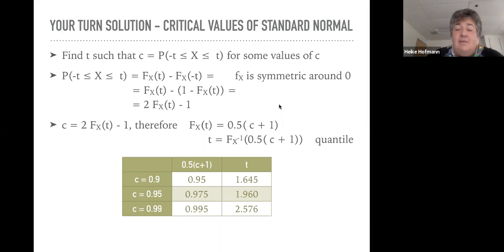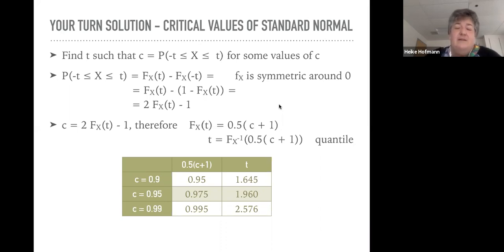And the quantile that we're looking for is (c plus 1) divided by 2. So if C is 90, we're looking for the 0.95 quantile of the standard normal, and that gives us a T of 1.645. For C of 95%, we end up with a value of 1.96. So hopefully that one looks familiar to a lot of you.